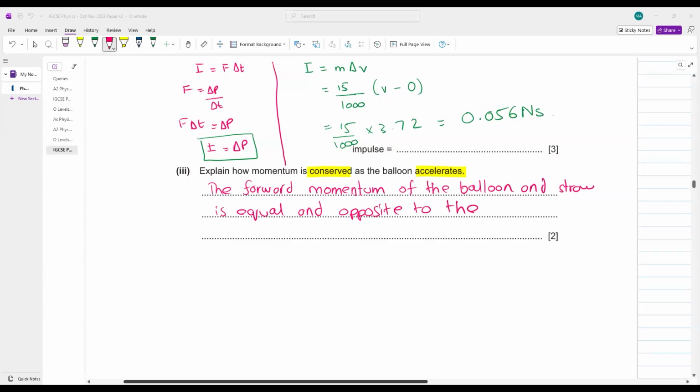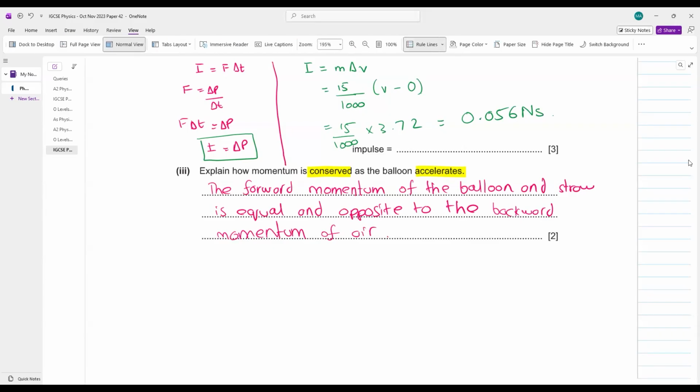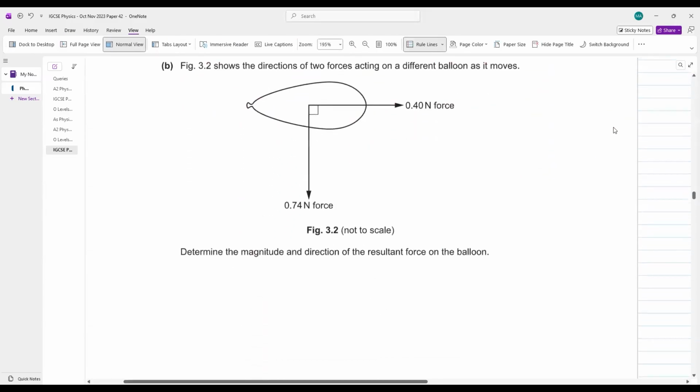The forward momentum of the balloon and straw is equal to what? It is equal and opposite to the backward momentum of air. You can also say due to air, or of air, whatever you want to write. Let's further move ahead. Okay.